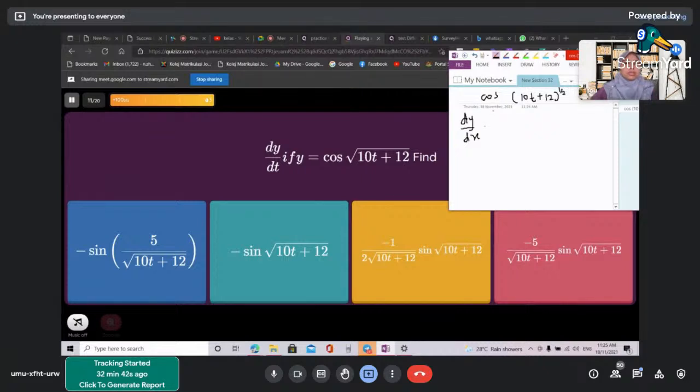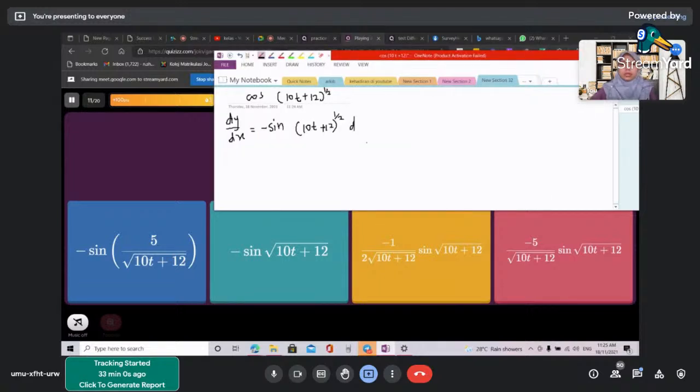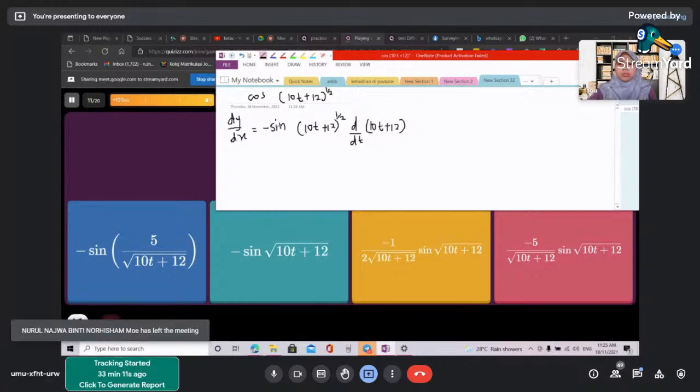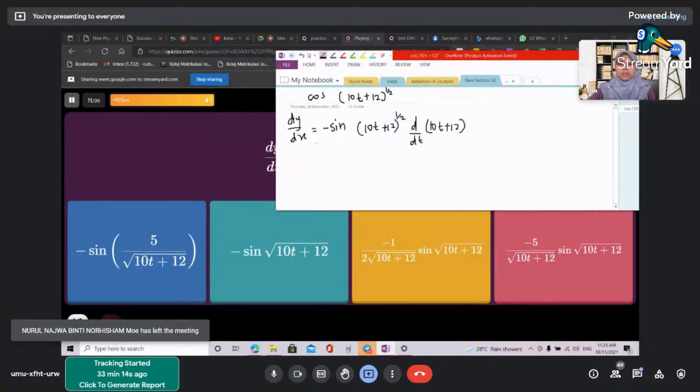So differentiate cos, it is a negative sign. Then you copy down the angle, and then you need to differentiate the angle. So differentiate the angle, d over dt, or d over dx.